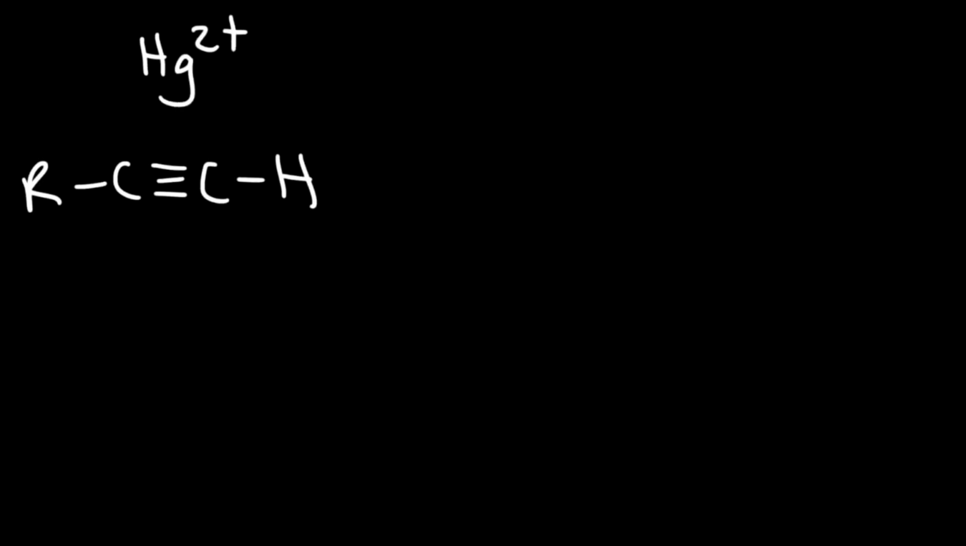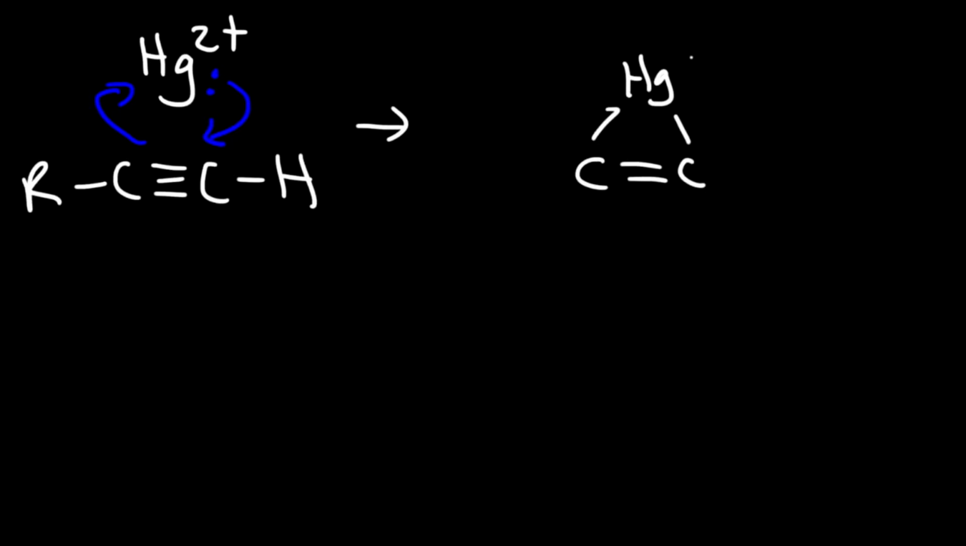So here's one proposed mechanism. The mercury atom has a lone pair, which I'm going to put right here. And that's going to attack the alkyne, and the alkyne will attack the mercury simultaneously. And so you're going to get an intermediate that looks like this. So now we have a double bond. We have the mercury atom, and it has a 2+ charge. And at this point, we also have a hydrogen and an R group as well.